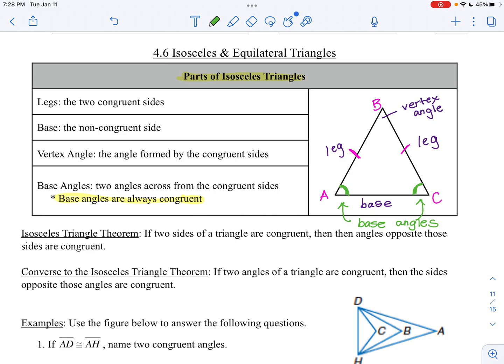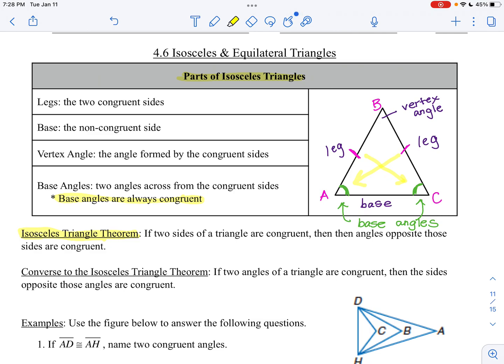We know that that's true because of the isosceles triangle theorem. The isosceles triangle theorem says if two sides of a triangle are congruent, then the angles opposite or across from those sides must be congruent. So if we refer back to our first picture, across from side BC is angle A, across from side AB is angle C. Since AB is congruent to BC, the angles across from them, angle A and angle C, must be congruent.